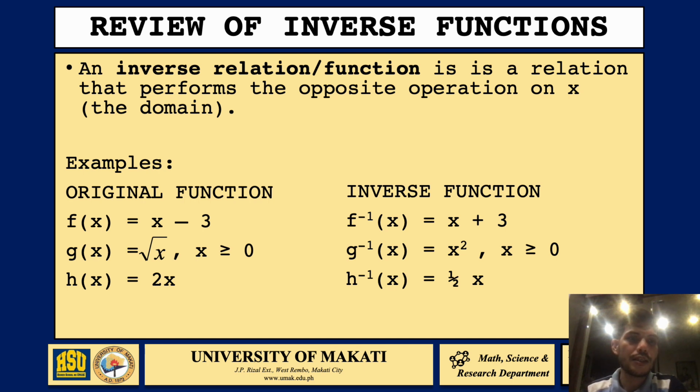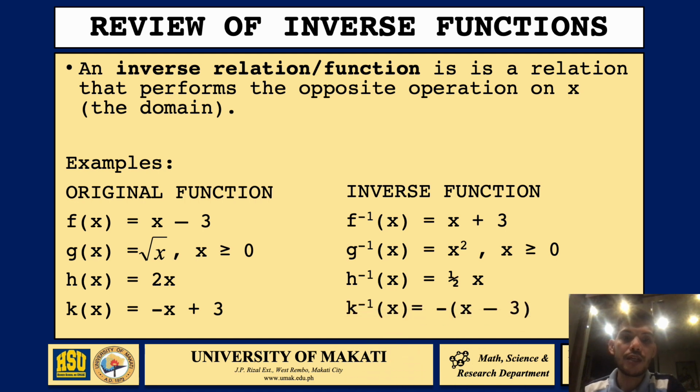In the original function, the operation is multiplication, 2 times x, and its inverse becomes division, 1/2 x, which means x divided by 2. The last example is k of x equals negative x plus 3. The inverse function is k raised to negative 1 of x equals negative x minus 3. In the original function the operation is addition, and in the inverse function it became subtraction.